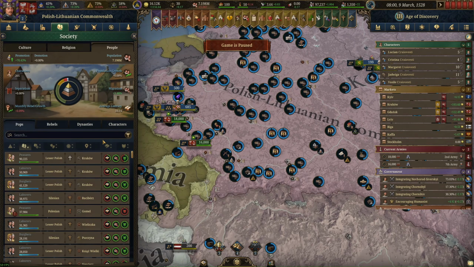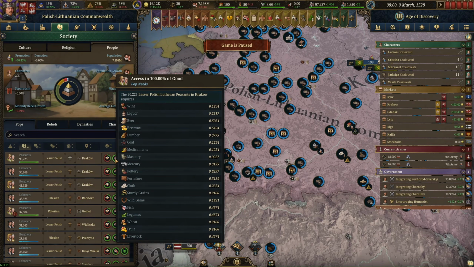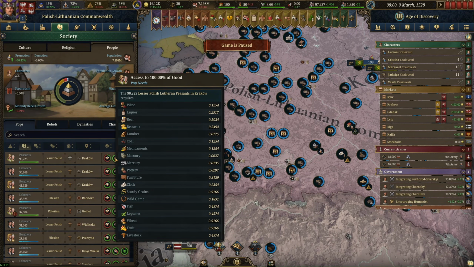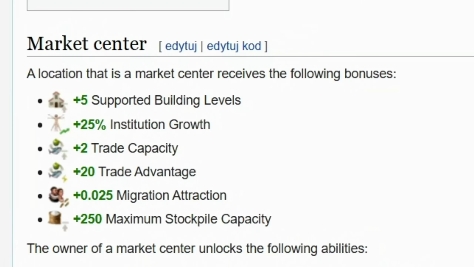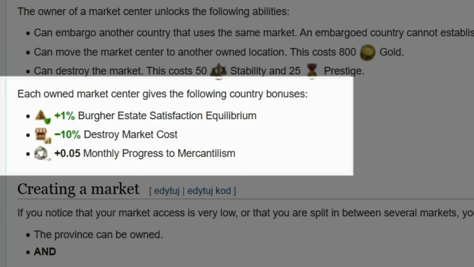Let me repeat again regarding societal needs. Remember that they are fulfilled within the market, not within the country. I know many of you often struggle to distinguish this. It's also worth mentioning that when you designate a location as a market center, it receives very large bonuses. And each additional market you own within your country grants you those bonuses.